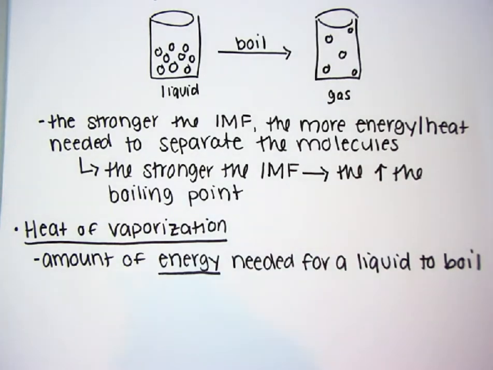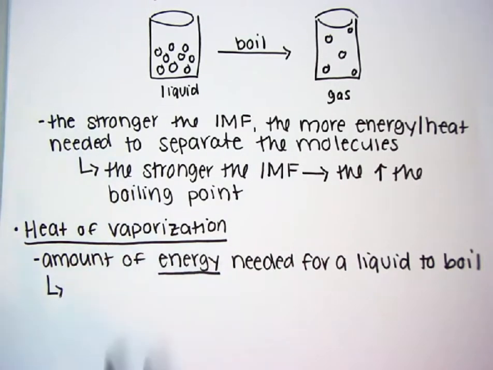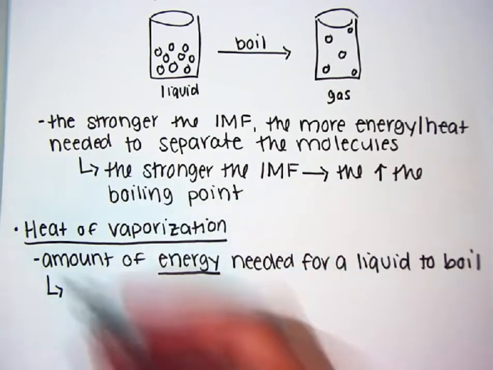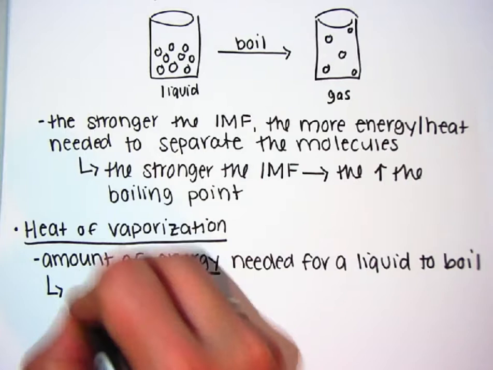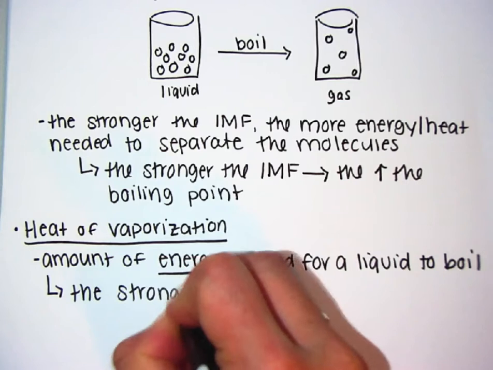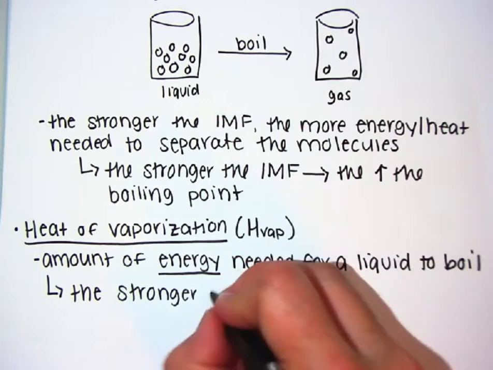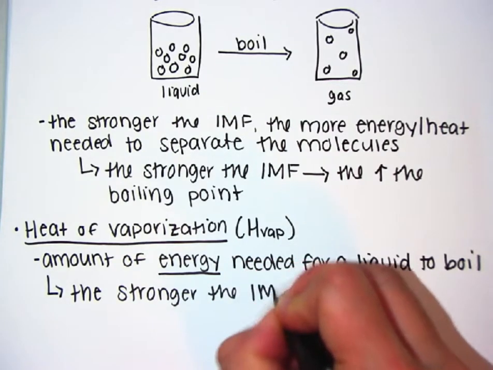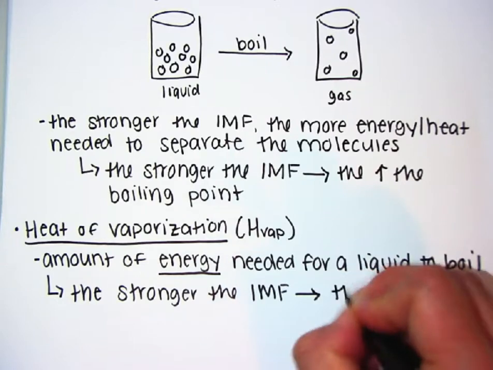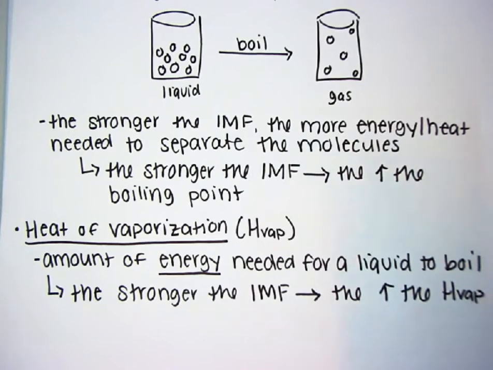Boiling point is the temperature. Heat of vaporization is the amount of energy. But both of them are describing liquids boiling, so they are going to have the same trend. The stronger the intermolecular force, the greater the boiling point. The stronger the IMF, the greater the heat of vaporization.